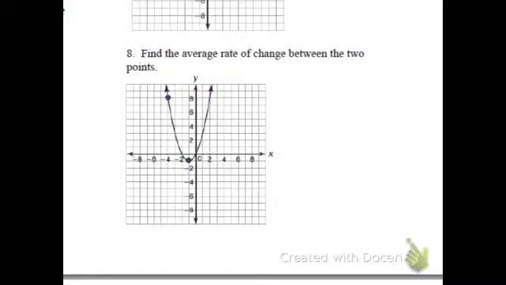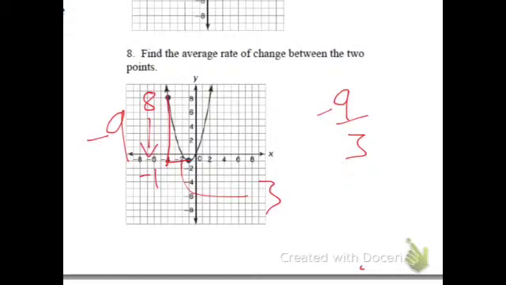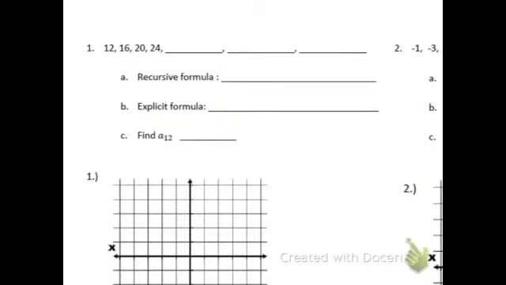Getting the average rate of change between 2 points, that is the rise over the run. So, if you go from 8 here, for your y, down to negative 1, that is a change of negative 9. If you go from negative 4 here for your x to negative 1, that is a change of positive 3. So remember, it's rise over run. So a rise was negative 9, run was 3, reduce it down, you got negative 3. Ta-da!